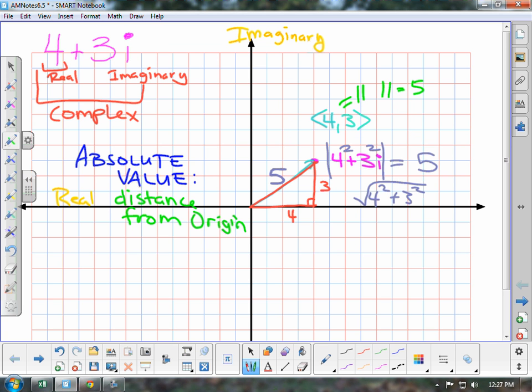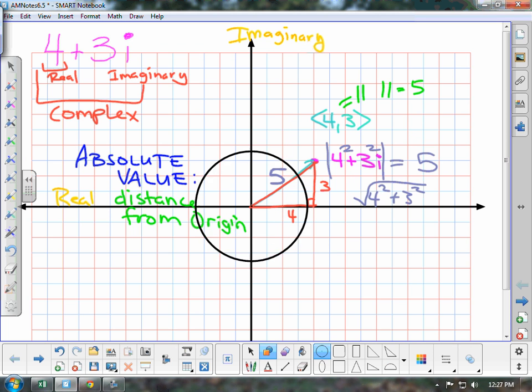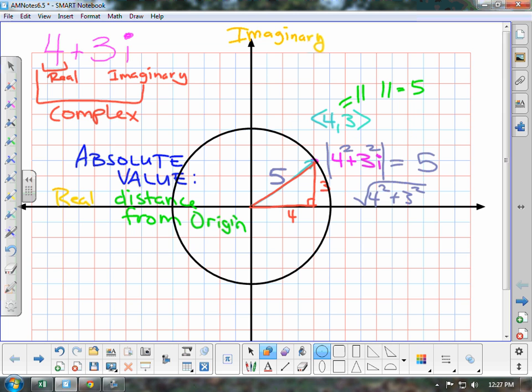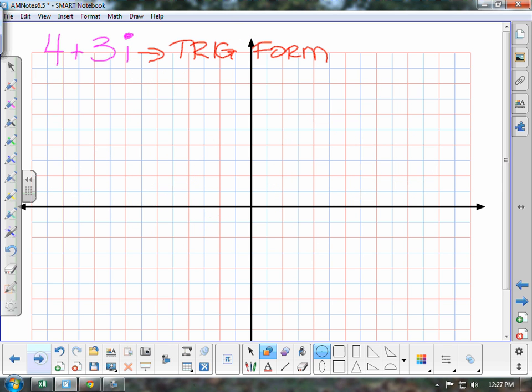Now the other thing about that is if we have a circle with a center at the origin, that passes through that point 4, 3. The radius of that circle is 5. And since we have a radius then, and all of that other stuff can apply, we can take a complex number and convert it into trig form.